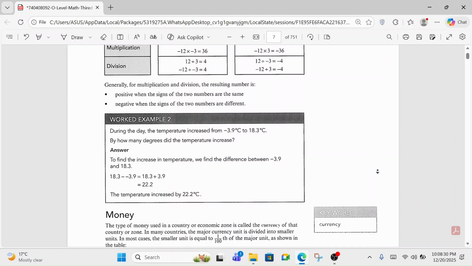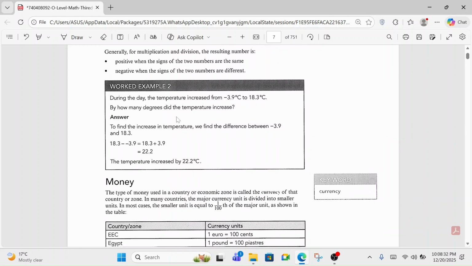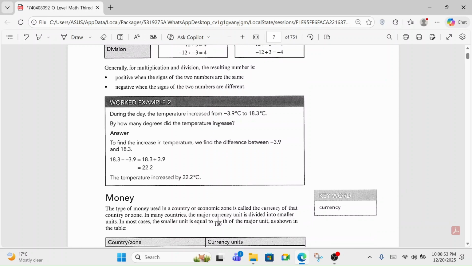Okay, now worked example number 2. During the day, the temperature has risen from minus 3.9 to positive 18.3. How many degrees did the temperature increase? They're asking for the difference. To find the increase in temperature, we will find the difference between minus 3.9 and 18.3. So 18.3 minus 3.9. Now, sorry, I skipped.